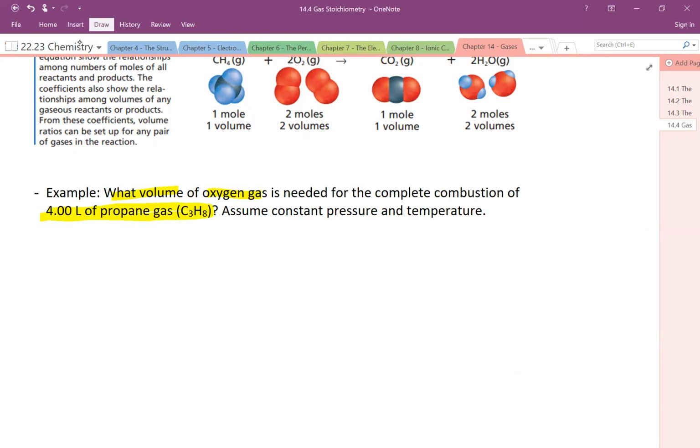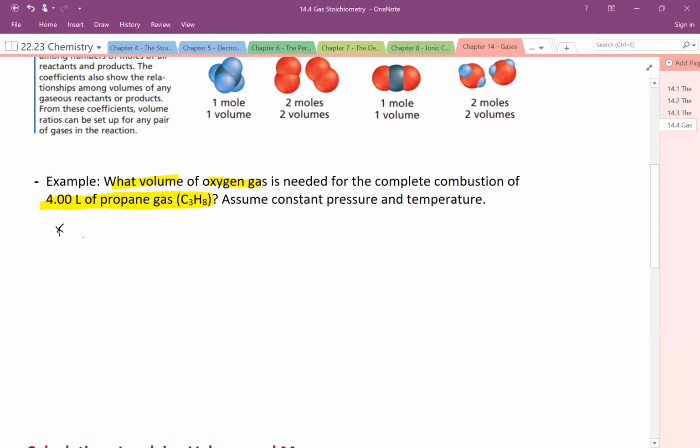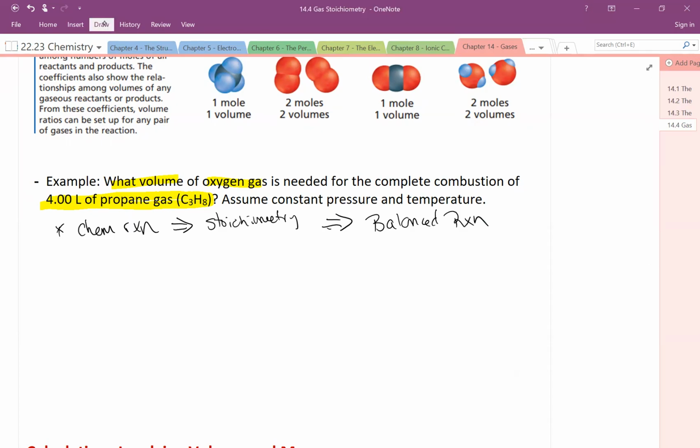Now, one thing to remember is this is, of course, a chemical reaction, which tells me that this is going to be a stoichiometry problem. And if I have a stoichiometry problem, the very first thing that I always need is a balanced reaction. Okay, so I'm going to start by drawing that balanced chemical reaction, and then I'm going to see if I can determine how much oxygen I will, in fact, need.